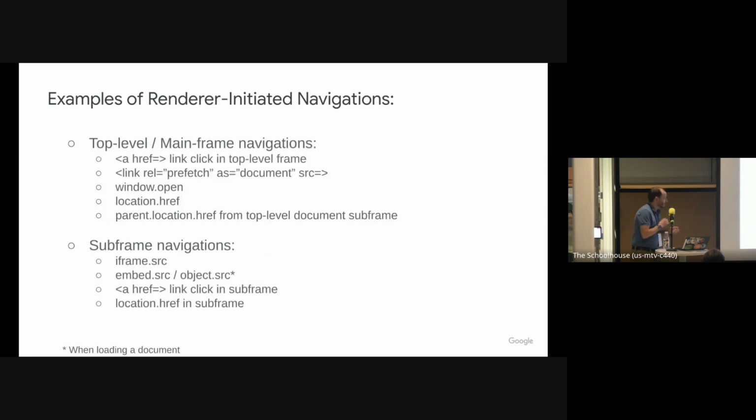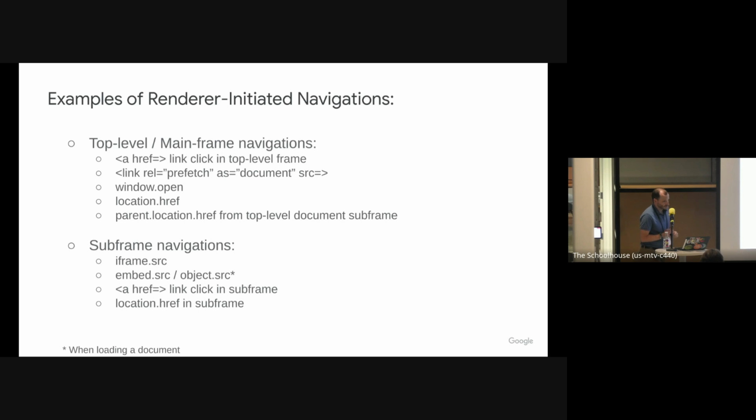And so these are render-initiated navigations. We subdivide these into two types, top-level or mainframe navigations, and then subframe navigations. So top-level navigations are things like clicking a link or link prefetching using the as document tag, which I think might not be part of a web standard, but it's something that Chromium implements. Also things like window.open or setting location.href in JavaScript. These all trigger top-level navigations.